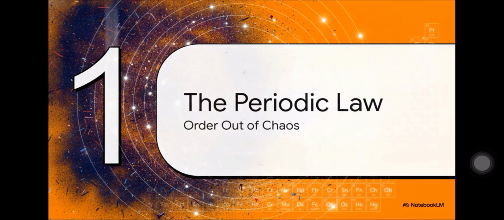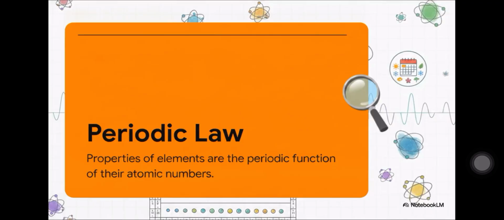Section 1. The periodic law explained. Order out of chaos. Okay, so it's absolutely crucial to understand right from the get-go that the elements aren't just randomly thrown together on a grid. There's a deep foundational rule governing exactly where everything sits, and that's the periodic law. It tells us that the physical and chemical properties of elements are the periodic function of their atomic numbers.